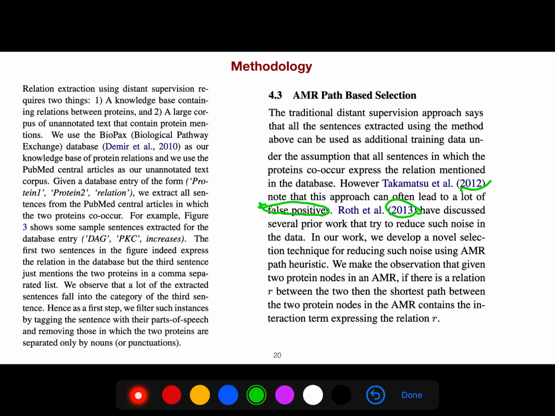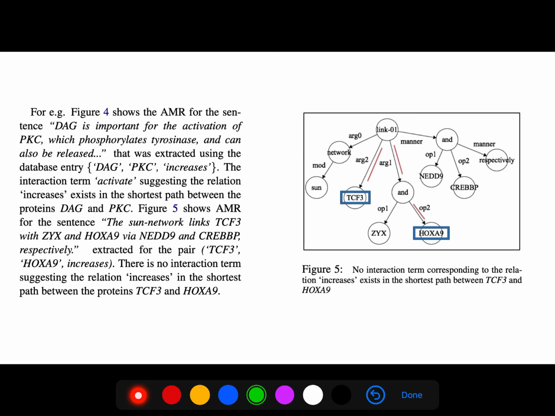In our work, we develop a novel selection technique for reducing such noise using an AMR path heuristic. We make the observation that given two protein nodes in an AMR, if there is a relation R between the two, then the shortest path between the two protein nodes in the AMR contains the interaction term expressing the relation R. So you see here, there's no interaction term corresponding to the relation.